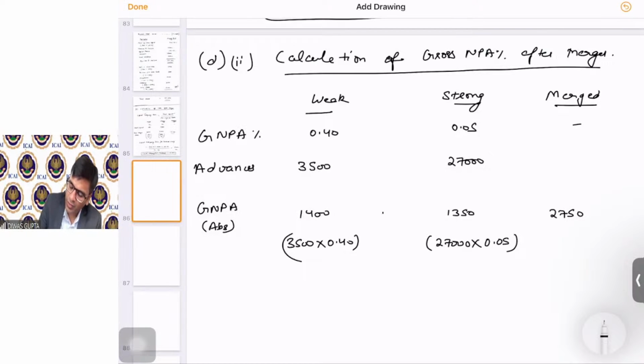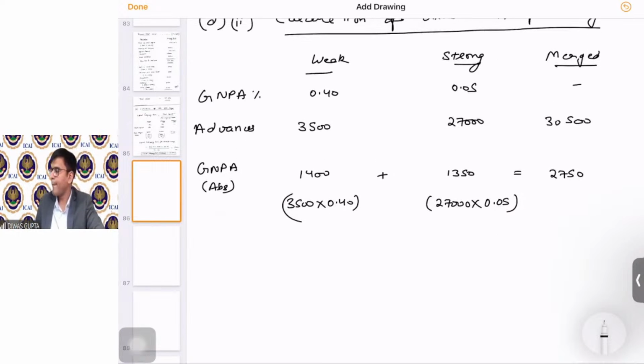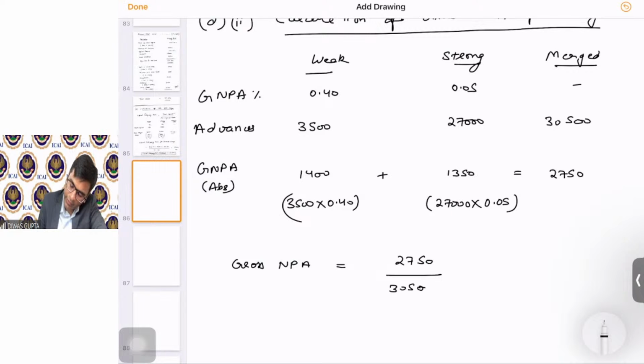Right? It is just a horizontal summation to arrive at the total NPA, right? And the total advances is also a horizontal summation, 30,500 students. So the gross NPA becomes 2,750 divided by 30,500 into 100.